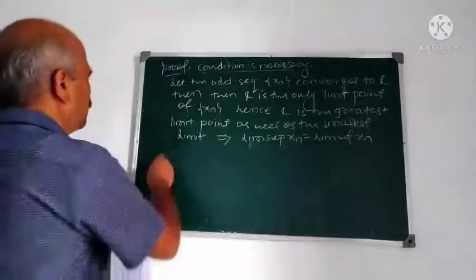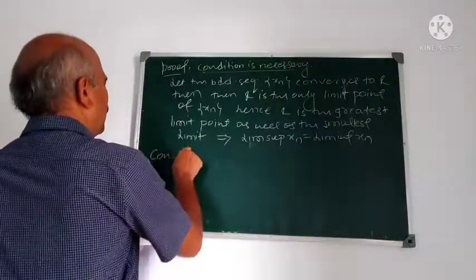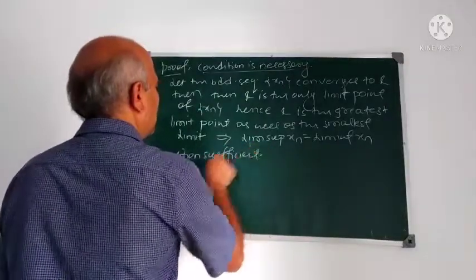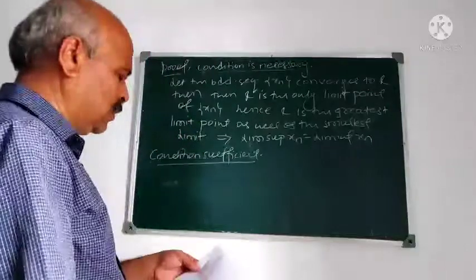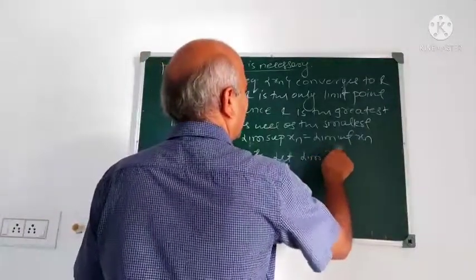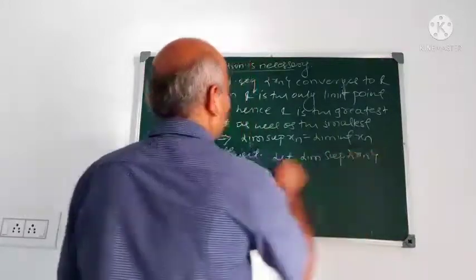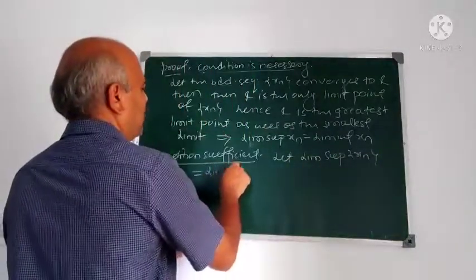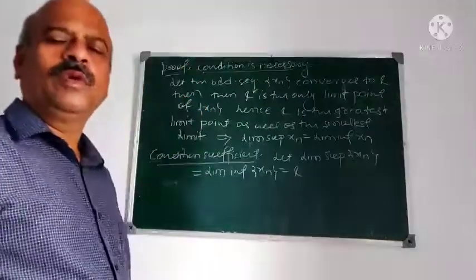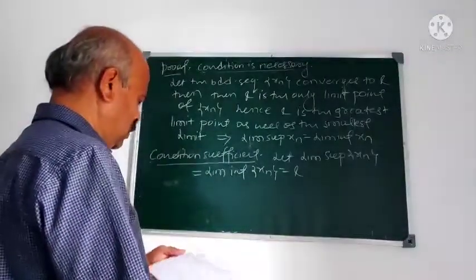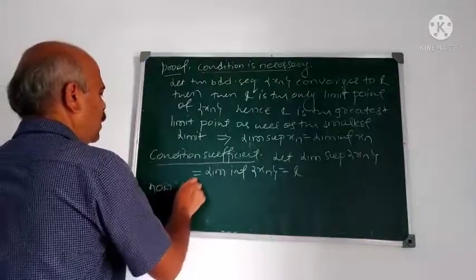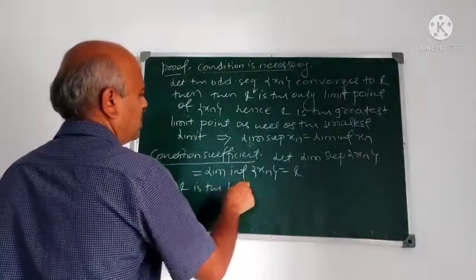Now the condition sufficient. What do you mean by this? Suppose limit superior is equal to limit inferior. Let limit superior xn be equal to limit inferior xn, and suppose each is L. What do you prove? L is the limit of the sequence. For that we use the previous theorem. Now L is the limit superior of xn.